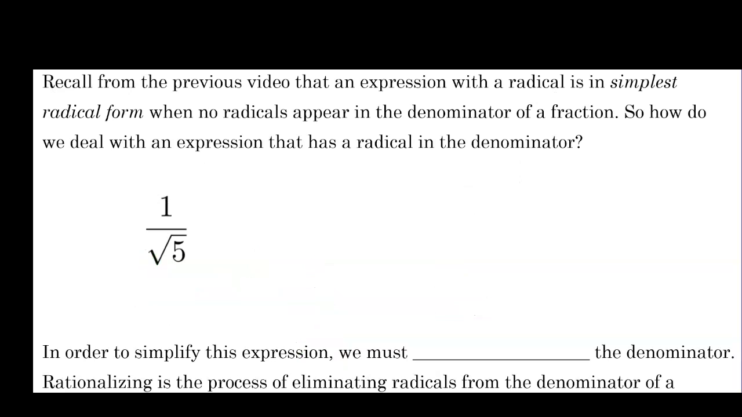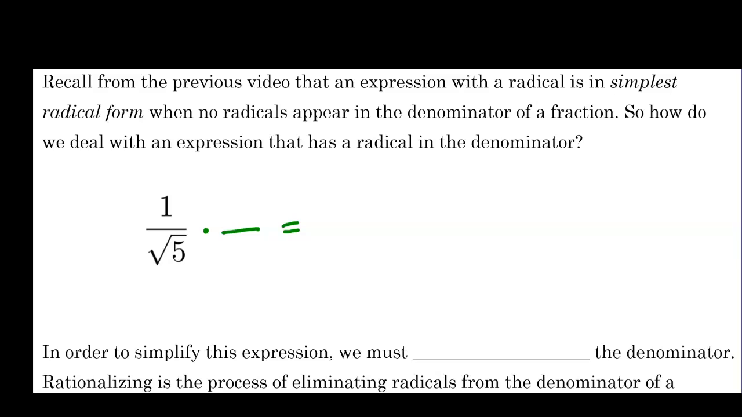So, how do we deal with an expression that has a radical in the denominator? It's through the process of rationalizing the denominator. So let's start out with a goal. We want our goal to be a denominator that no longer has a square root in it. So we need to multiply the square root of 5 by another value that is going to give us a number that is not a square root.